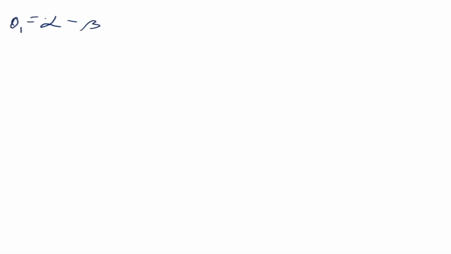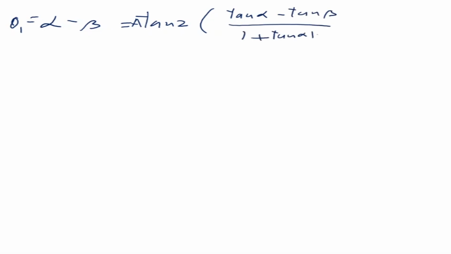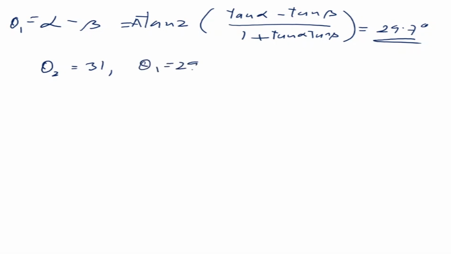So theta 1 is equal to alpha minus beta, which is tan inverse, or atan2 let's say, of tan alpha minus tan beta divided by 1 plus tan beta tan alpha. Okay, which comes out to be equal to 29.7 degrees. So we have found theta 2 to be equal to 31 degrees, theta 1 to be equal to 29.7 degrees. Now I found these two angles.